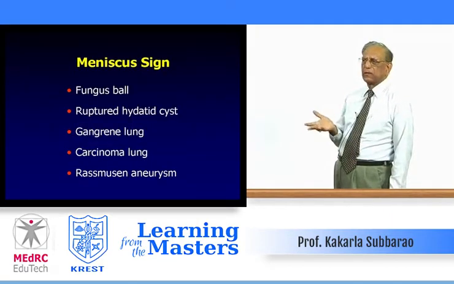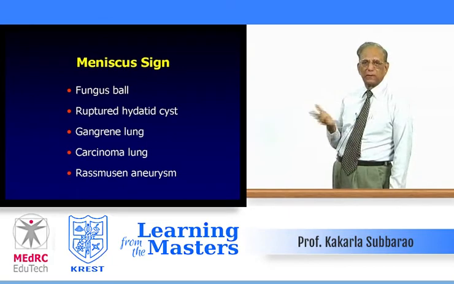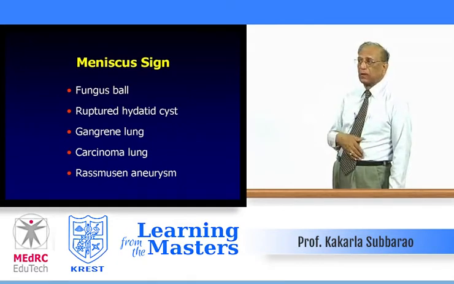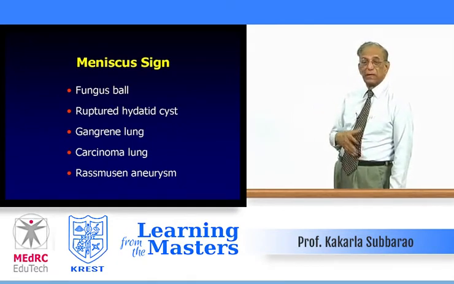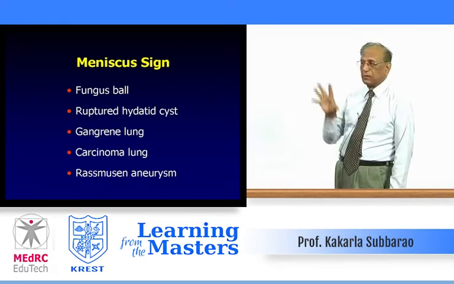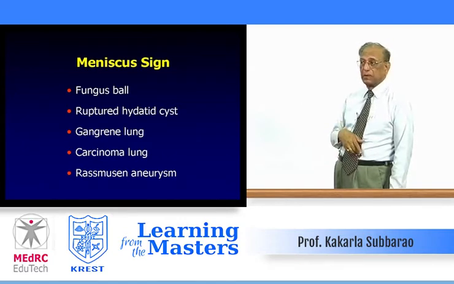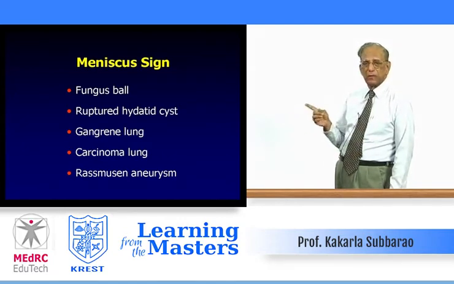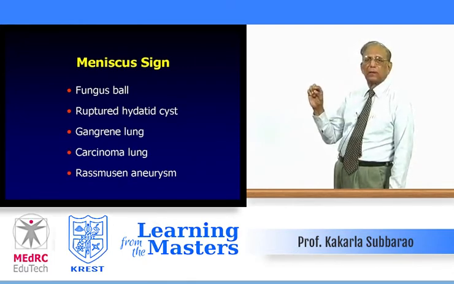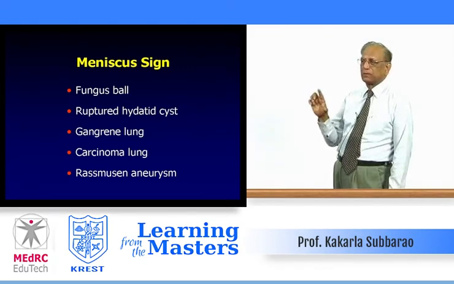In the differential diagnosis, meniscus sign: fungus ball in any cavity, tuberculosis or otherwise, even sarcoidosis, in bullae you can get a fungus ball, infected bullae. Ruptured hydatid cyst. Gangrene of the lung, there is no parenchymal pneumonitis and gangrene, but you can get carcinoma of the lung sometimes, and Rasmussen aneurysm. It is an aneurysm in a tuberculous cavity, because the invasion of the granulomatous tissue into the vessel produces an aneurysm.